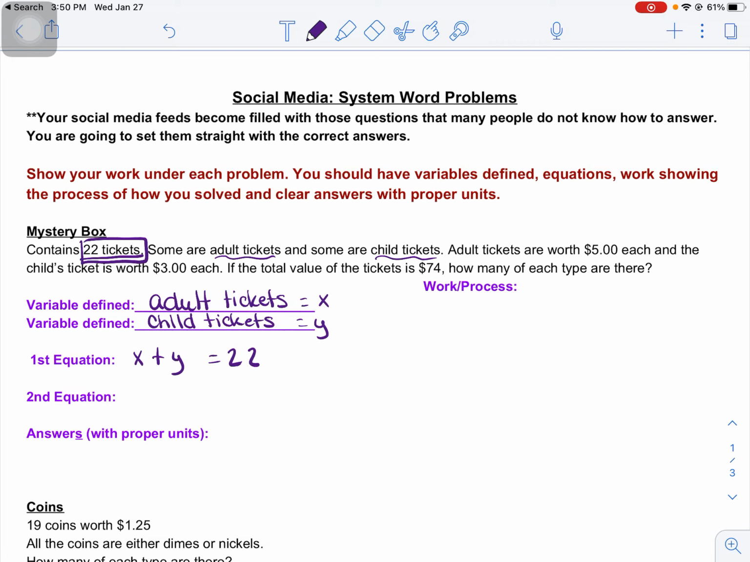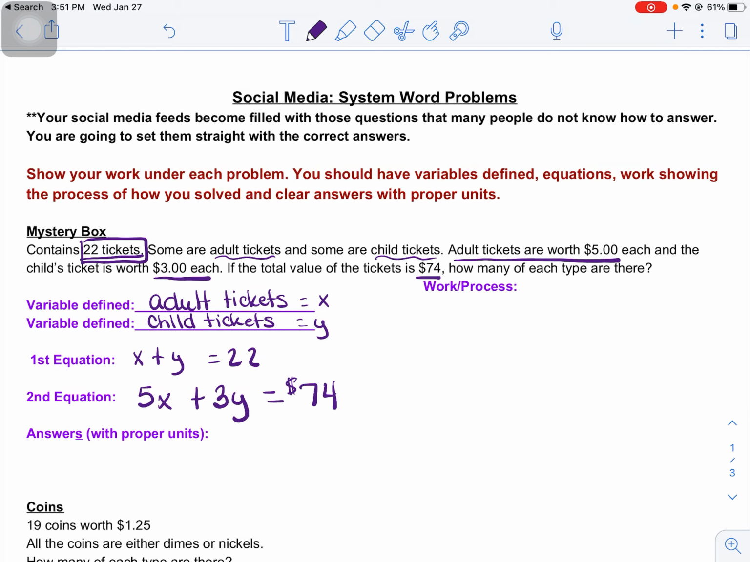Now, let's talk about how much they're worth. Every adult ticket was worth $5 each. So per ticket, or each, tells us that's like the rate of change. For every adult we sell, it's $5 more. Remember our adult, we're using X, so 5X. And then what about our child ticket? Well, we have $3 each. So for every Y, it's $3, plus 3Y. And that total is how much total money we collect. So the first equation is for the total number of tickets, and the second equation is for the amount of money. Okay?